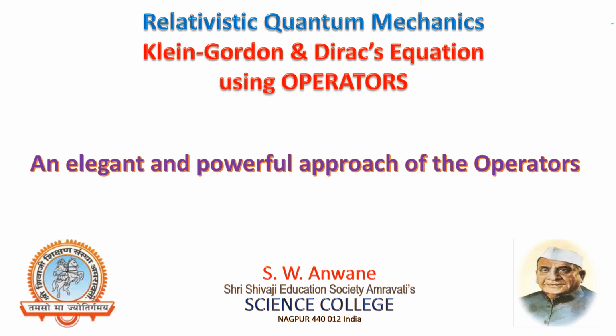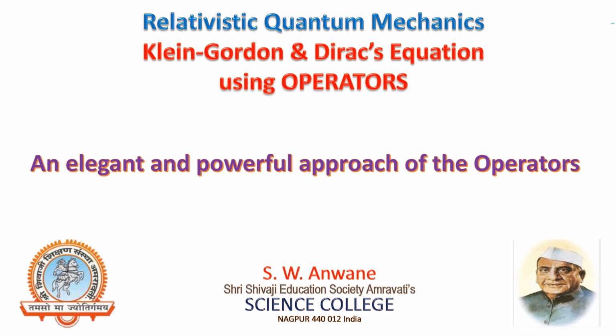In this lecture, we shall again deal with Klein-Gordon equation and Dirac's equation, but this time with operators approach. This method of operators is a well-established method in quantum mechanics due to its mathematical elegance. We will start with the famous equation E equal to mc square, which has cemented Einstein's legacy in the history of science.